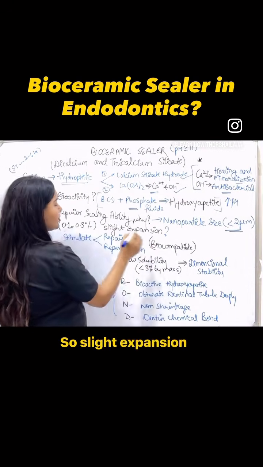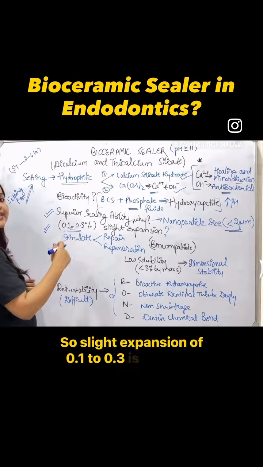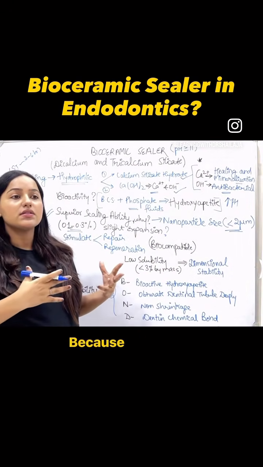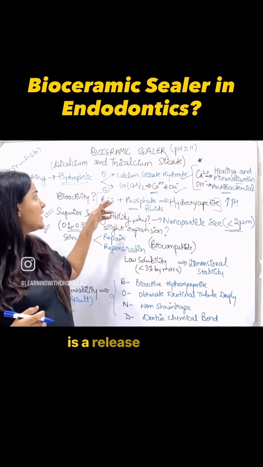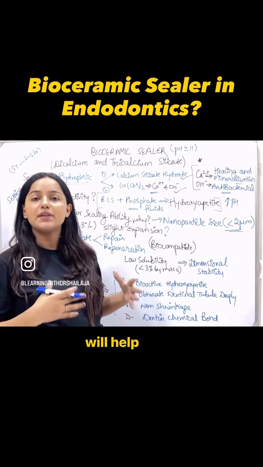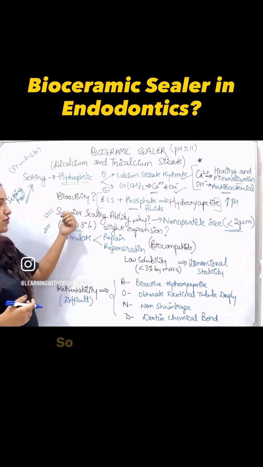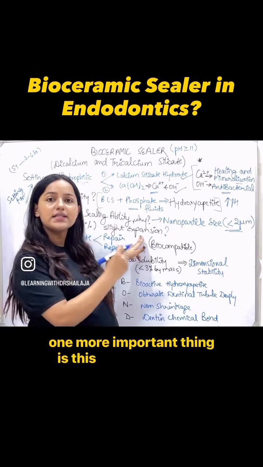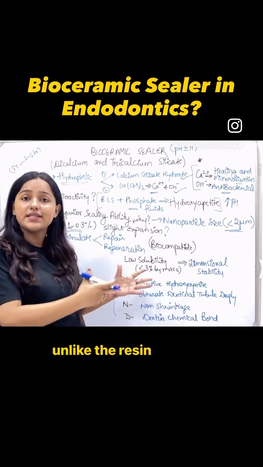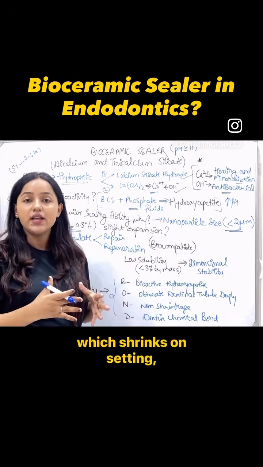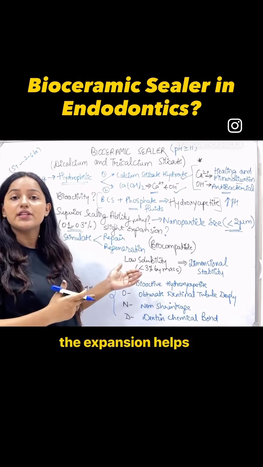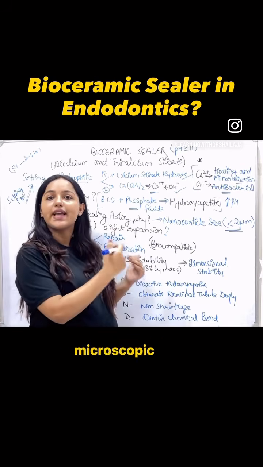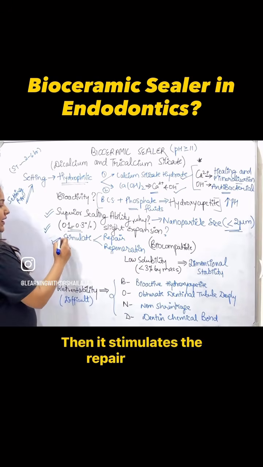Then the third property is slight expansion. So a slight expansion of 0.1 to 0.3 is required. Why? Because during the setting reaction, there is a release of these ions, which will help in the bioactivity of the material. So a slight expansion is important. One more important thing is this slight expansion, unlike the resin cements which shrink on setting, the expansion helps in the filling of the microscopic gaps. Then it stimulates the repair and the regeneration.